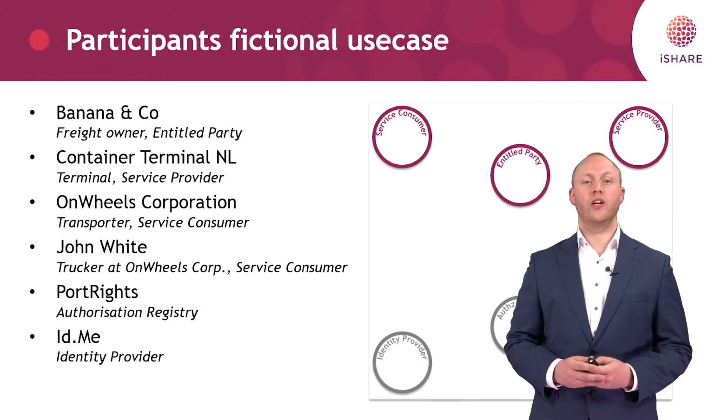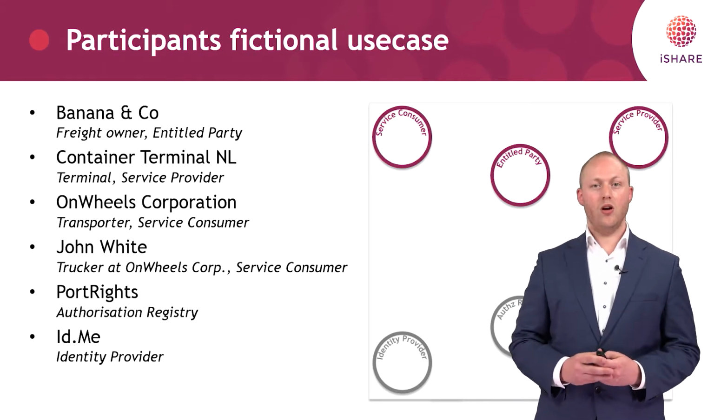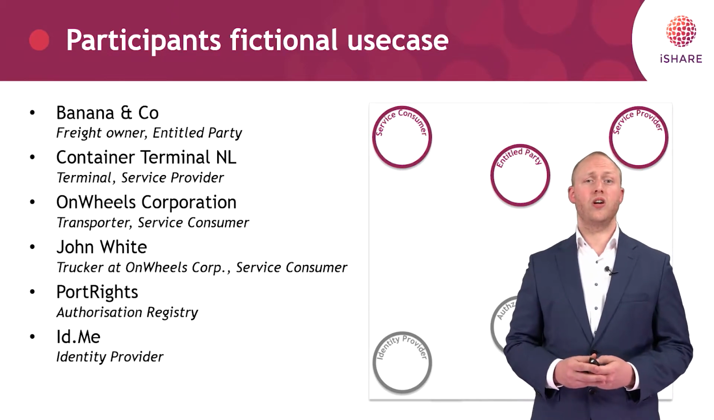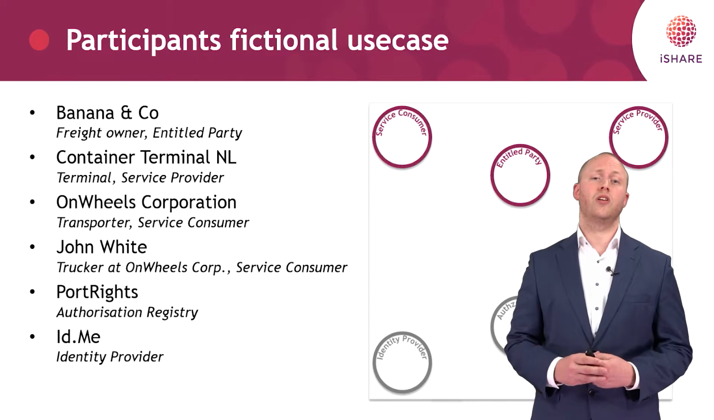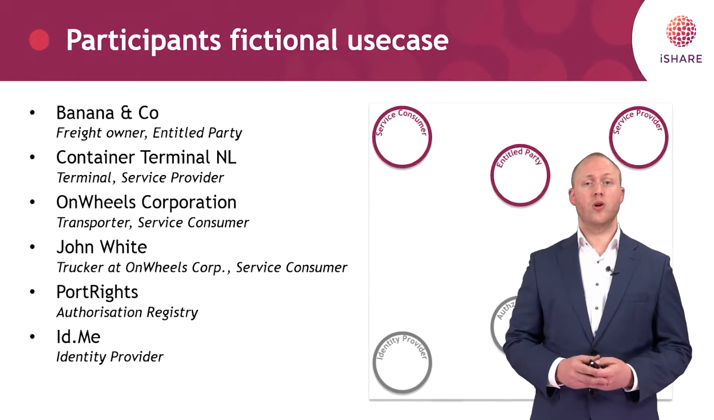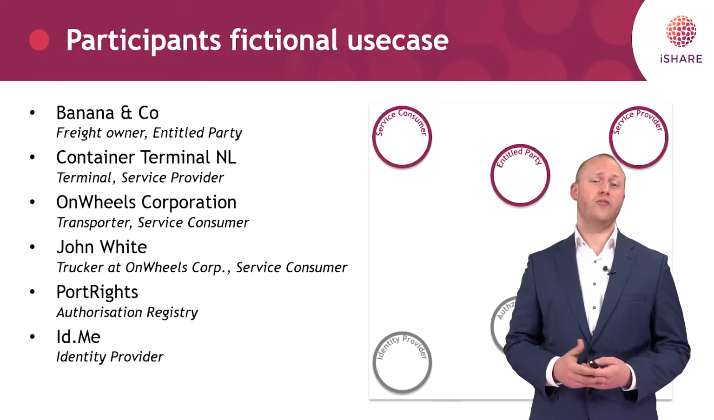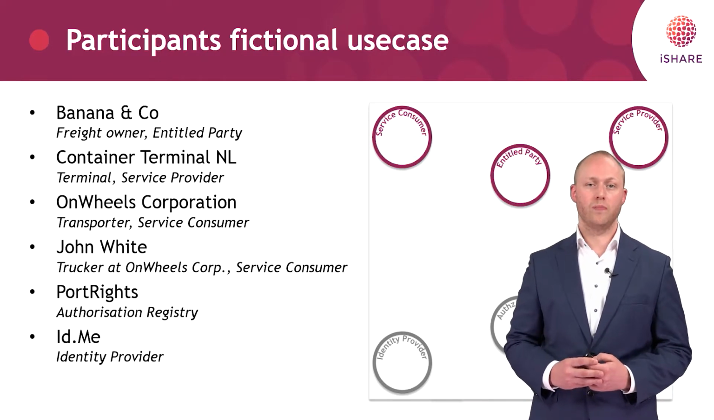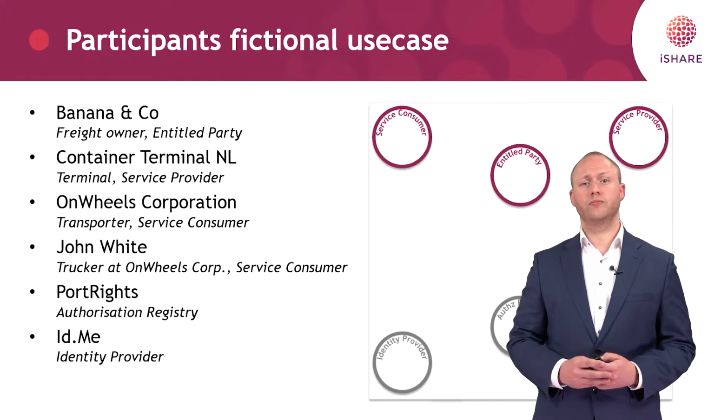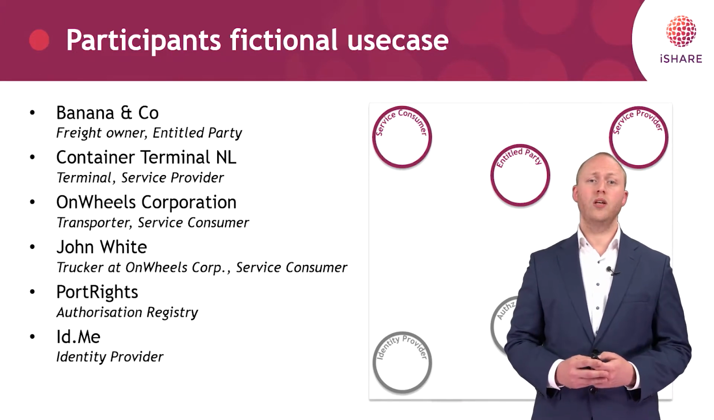The transporter is On Wheels Corporation. On Wheels is a service consumer within iSHARE, as they are requesting data which is held at the container terminal on behalf of Banana & Co. We also have John White. John White is a physical person, a trucker who works for On Wheels Corporation. He is also a service consumer within iSHARE. Then we have an authorization registry, Port Rights, and we have ID.me, which is an identity provider within iSHARE.